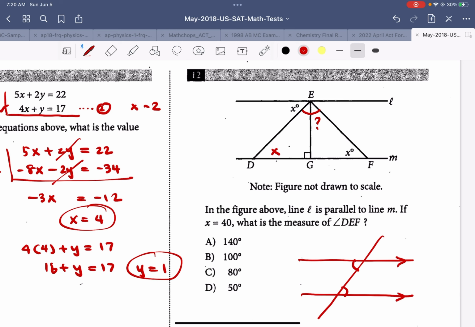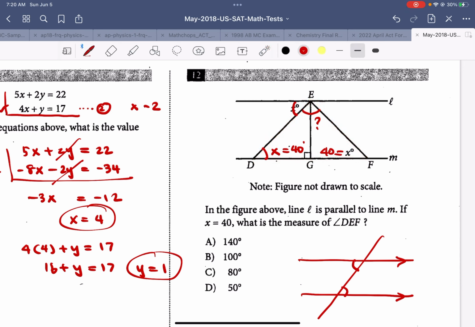So if you look at the diagram, since this is x degrees, then this is also x degrees. And x is 40. So I'm going to mark it 40 degrees and this one 40. So the sum of interior angles for any triangle like here should add up to 180.